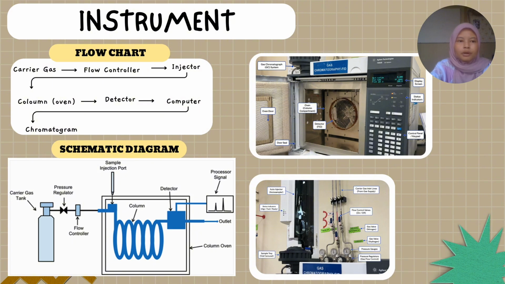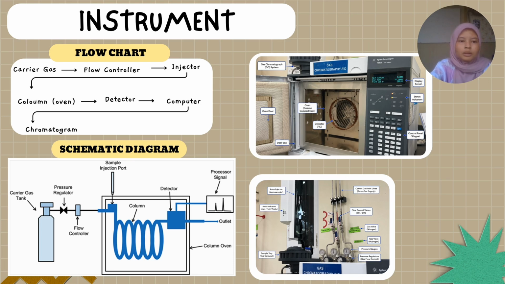Next, the sample travels through the column, which is located inside the oven. This is where the separation of compounds takes place based on their different interaction with the stationary phase. After leaving the column, the separated compounds reach the detector, which converts them into electrical signals. These signals are then sent to the computer, which processes the data and produces a chromatogram. Each peak on the chromatogram represents a different compound in the sample.